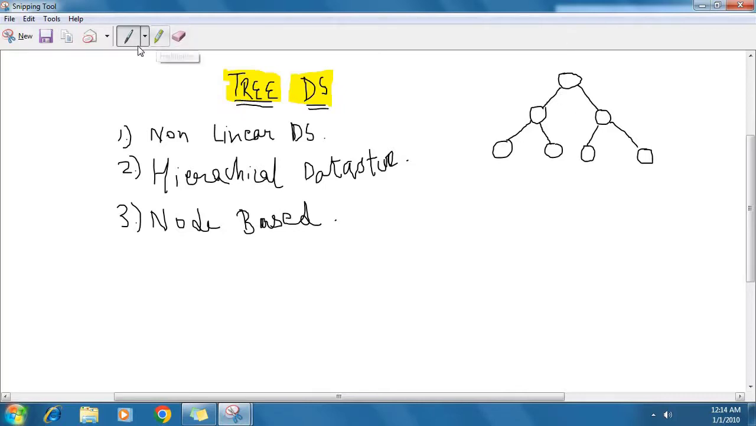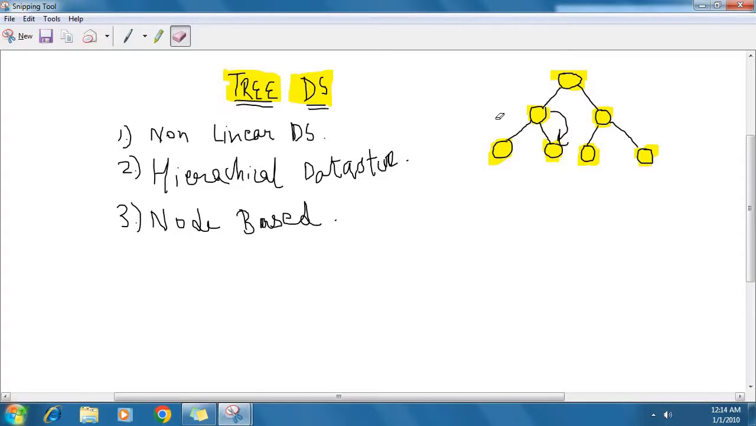So all of these are nodes. This is a node, this is a node, this is a node, this is also a node, the yellowish part is a node, and this is also a node. If you carefully observe, it is representing a hierarchy. If I take each one as a department, this department has two more sub departments, and similarly this department also has two more sub departments, and so on. In this way the tree data structure is represented.